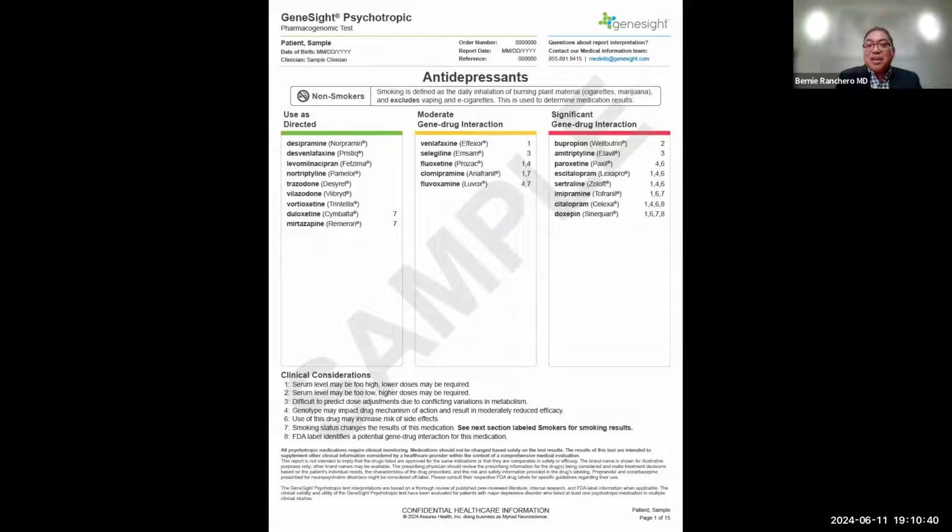knowing that I can use them as directed, I can titrate them as directed, and hopefully that also puts in my patient's mind that, wait a second, based on my genes, I can have a tailored medication given to me that will help my depression, that will help my anxiety.